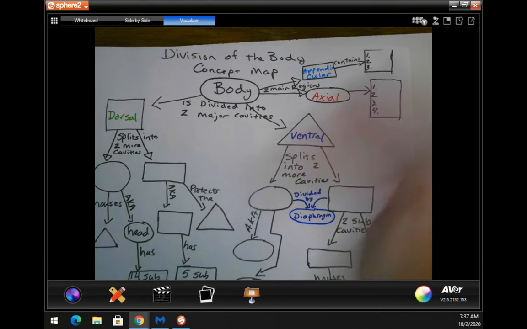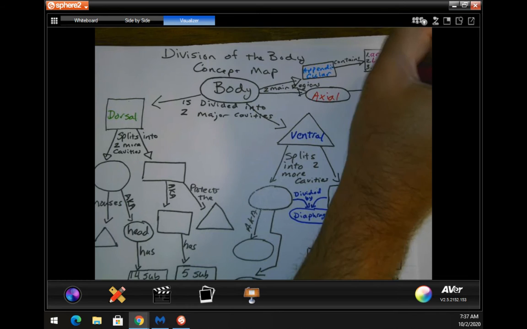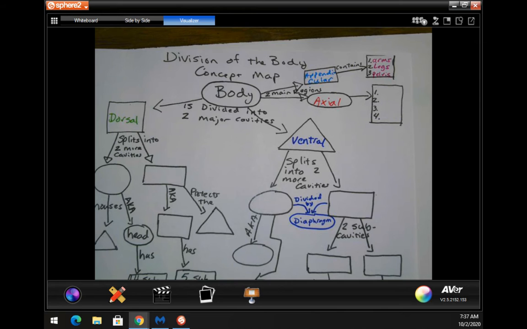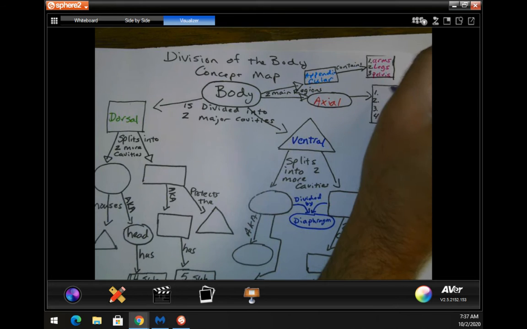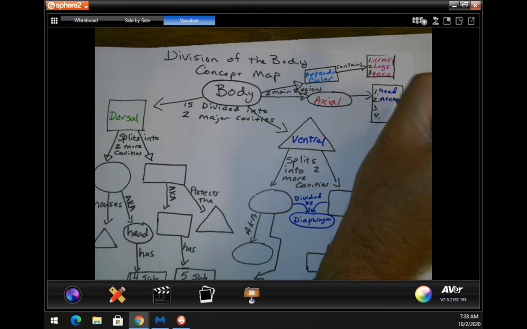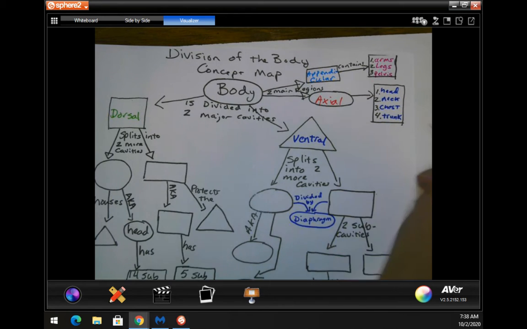So it's your arms, your legs, and your pelvis. Those are the three parts of your appendicular. Your axial is basically what your appendicular hangs off of. So your axial skeleton is your head, your neck, your chest, and your trunk. So it's your midsection.